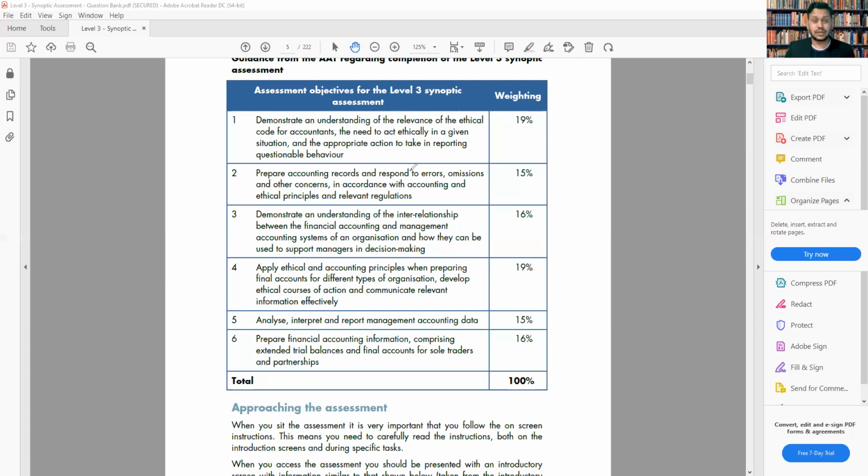So when you do the ethics question, go a little bit slow, read the question twice so that you can get the right answer.